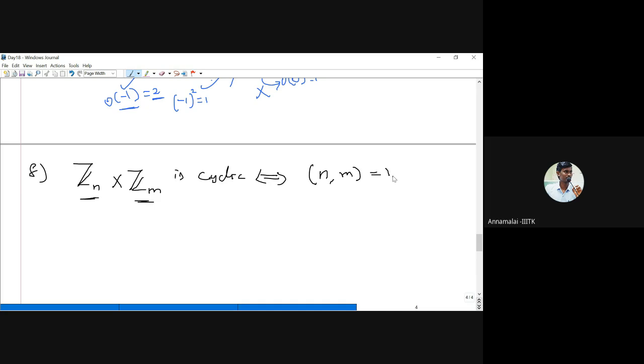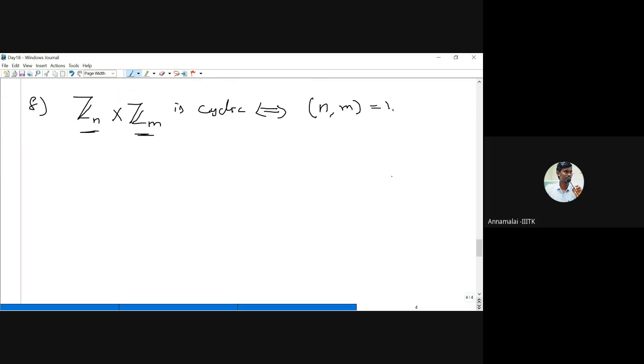And already we know how to find the order of an element in the group. For a simple example, suppose we take Z2 cross Z2. Z2 contains only two elements, 0 and 1. How do the elements look? They are (0,0), then (0,1), then (1,0), and then (1,1).